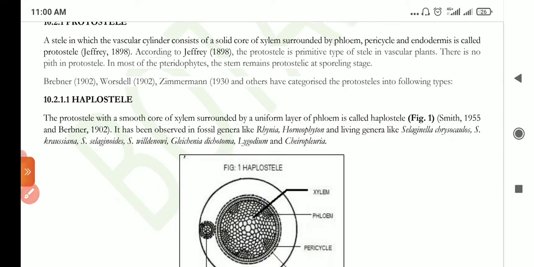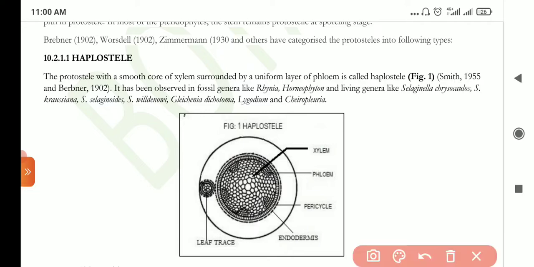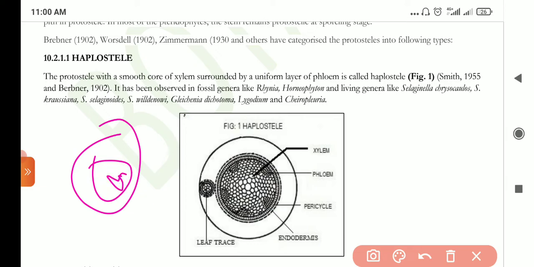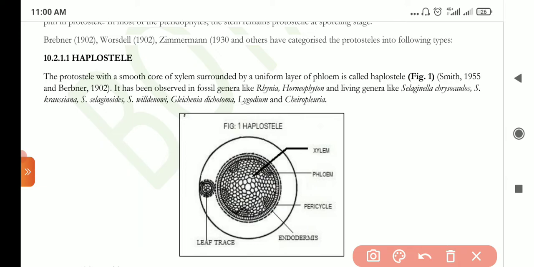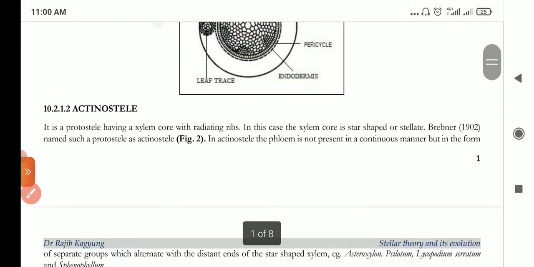Okay. Now haplostele, this one is the simplest kind of protostele. Okay, simply smooth xylem surrounded by phloem is haplostele. Just like I drew just now, like this, no? Yeah, just simply xylem surrounded by phloem is your haplostele. So this is the type of haplostele which shows a star shape.